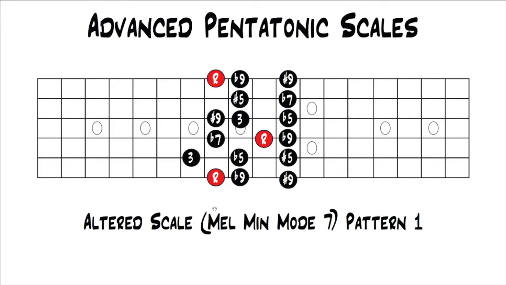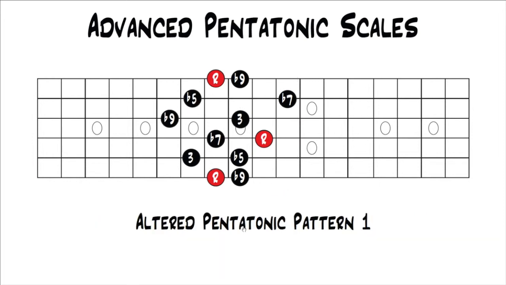The next one we're going to take is the altered scale, which is a really common, important scale from the melodic minor, and it's the 7th mode of the melodic minor scale. And hopefully you remember the altered scale is root, flat 9, sharp 9, 3, flat 5, sharp 5, flat 7. One option for an altered scale that's a pentatonic scale, you could remove the sharp 5 and the sharp 9, and then you'd end up with root, flat 9, 3, flat 5, flat 7.